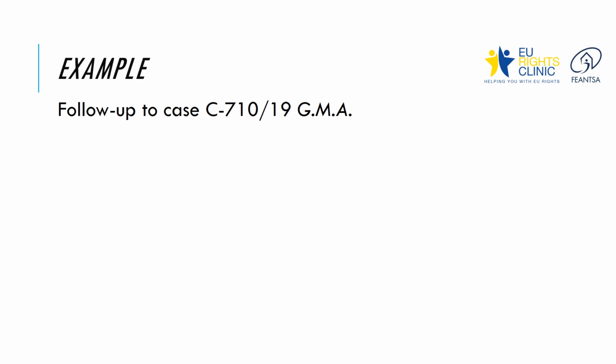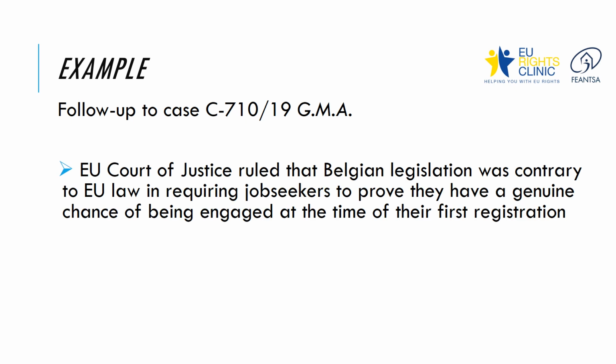We can return to the GMA case previously discussed in Module 3 on judicial redress to consider further how a complaint before the European Commission works in practice. As you will recall, in December 2020, following strategic litigation undertaken by the EU Rights Clinic with FEANTSA's support, the European Court of Justice issued a ruling which found that Belgian legislation on the registration of EU job seekers was contrary to EU law. The court considered that Belgian law did not comply with EU law because it imposed a requirement on EU job seekers to prove they have a genuine chance of being employed at the time of their first registration.